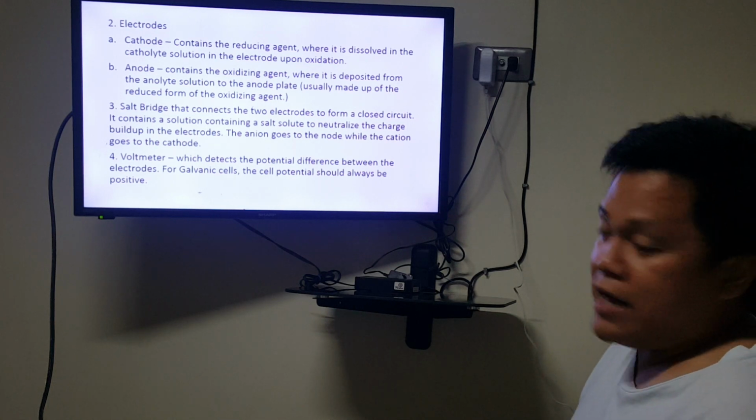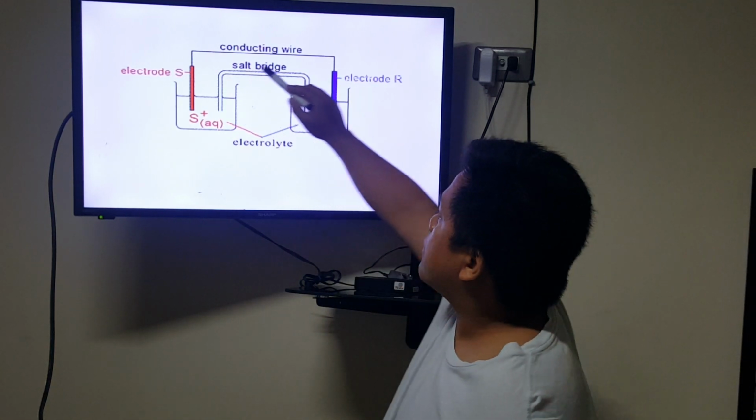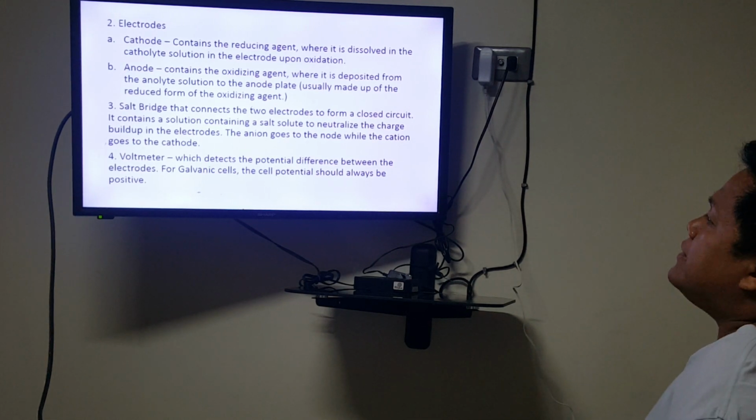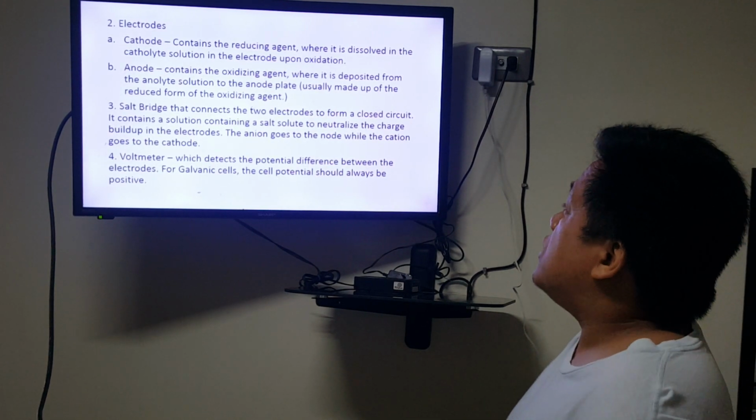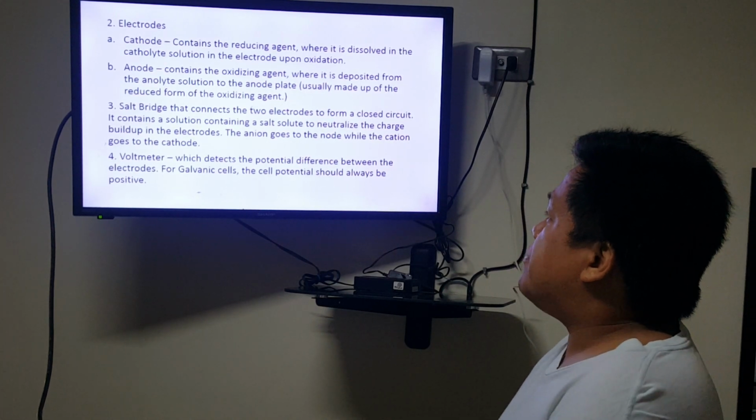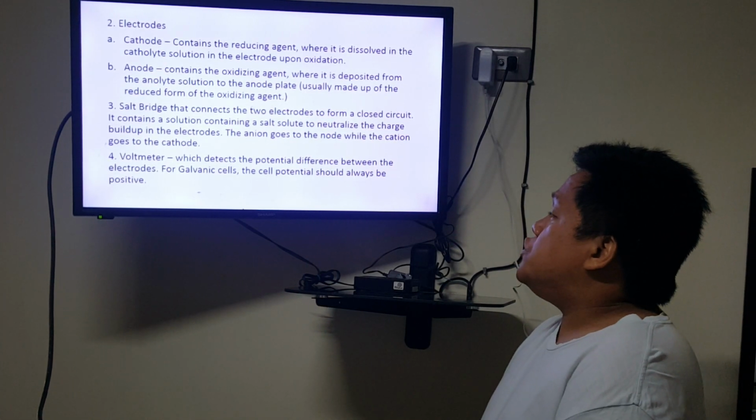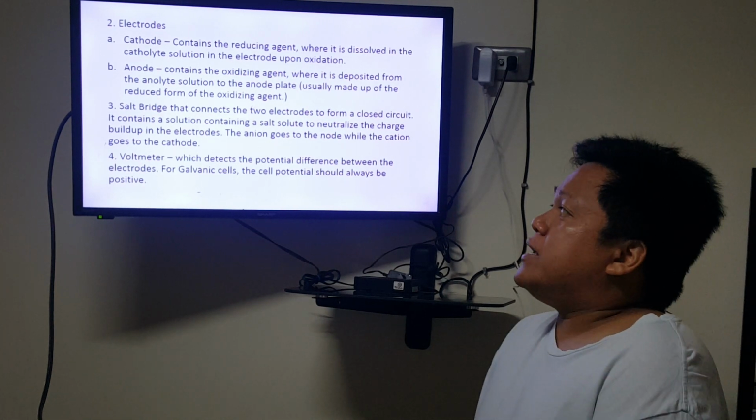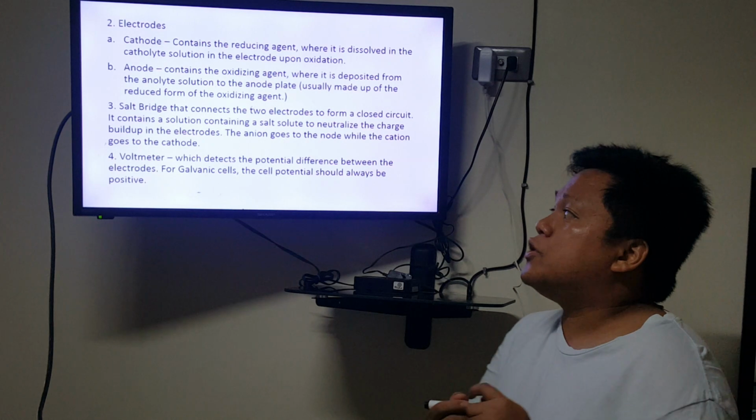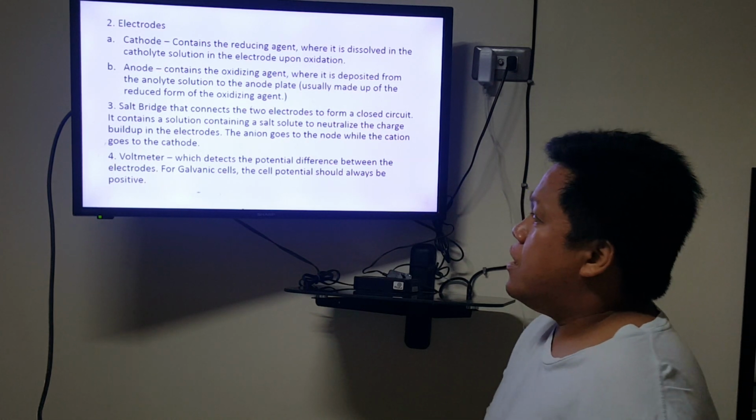Salt bridge. The salt bridge connects the two electrodes to form a closed circuit. It contains a solution with a salt solute to neutralize the charge buildup in the electrodes. The anion goes to the anode, while the cation goes to the cathode.